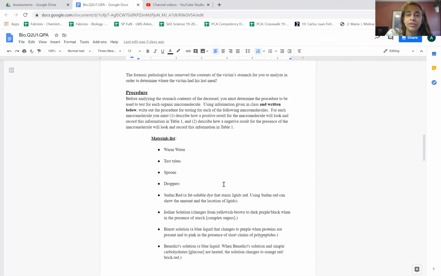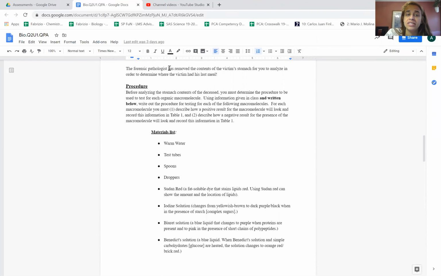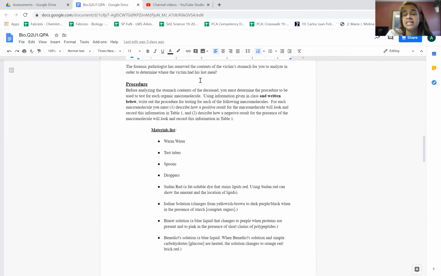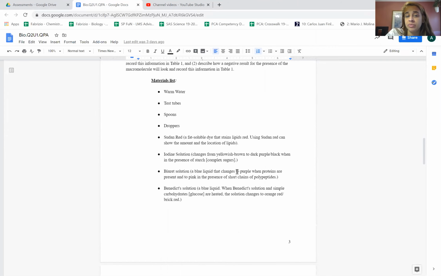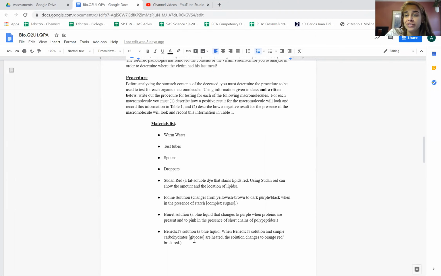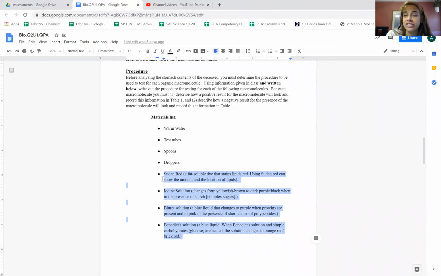Okay, finally, this forensic pathologist has removed the stomach contents of the victim. So you are going to analyze it in order to determine what his last meal was. So written below, this is again what our procedure is. You unfortunately cannot perform this procedure since we don't have access to the lab at this moment. So here are the 4 solutions. It tells you what to expect from a positive case, and then if you put it into the stomach contents and you don't see any change, then there would be no reaction. That's the negative result.